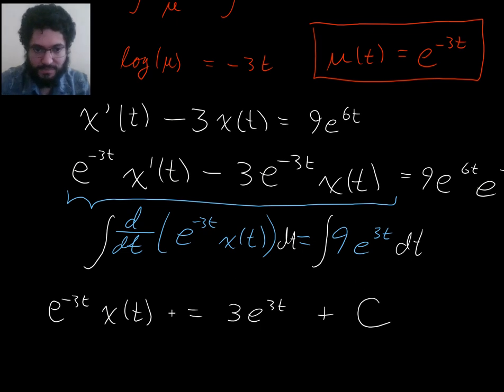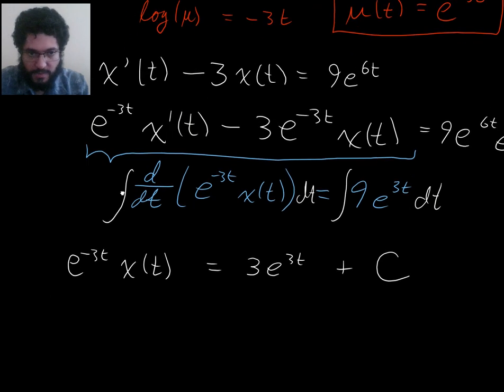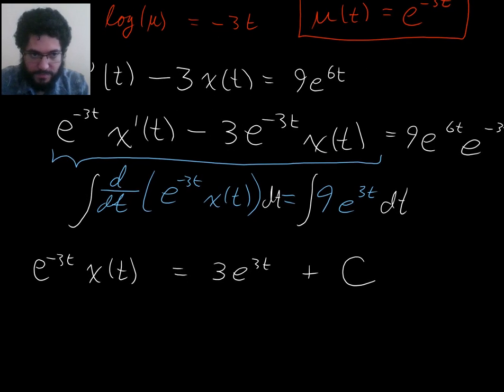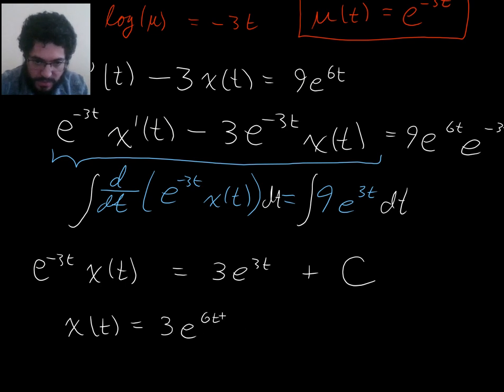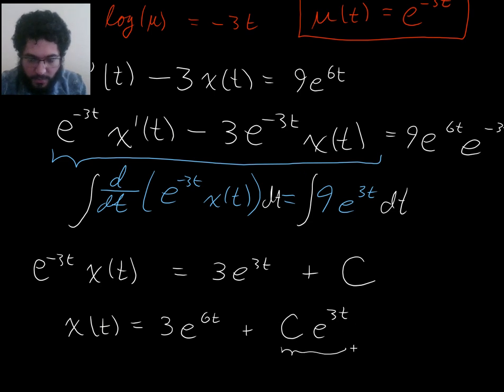You'll see that it matters, because now to solve for x, I need to multiply by e to the 3t. And if you look at what happens now, if I multiply through by e to the 3t, I get 3e to the 6t plus c e to the 3t. And if I had not added that plus c at the right stage, I would have ended up with the wrong form for this term here. Alright, so this is my general solution.